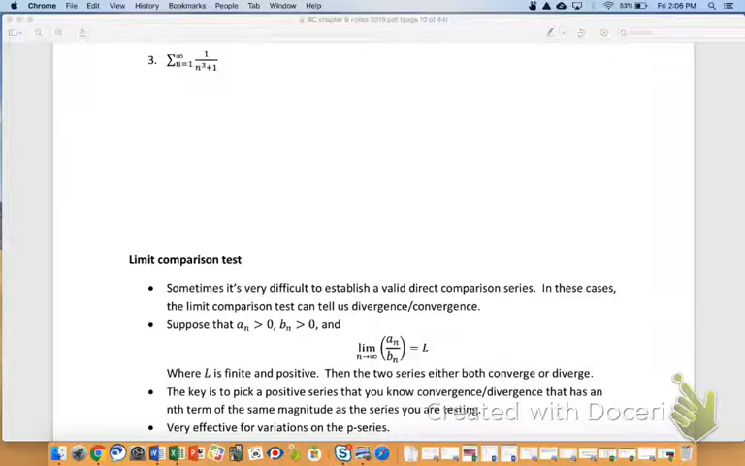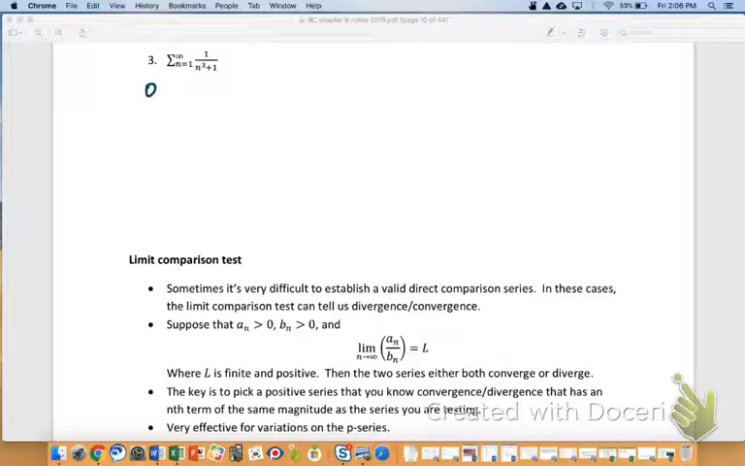Okay, so let's try it out. You can use the p-test, and that's always happy because it's not a very complicated test. Okay, so you all suggested 1 over n cubed.